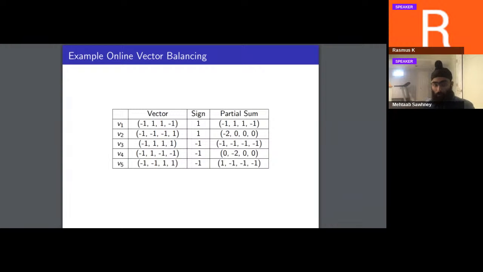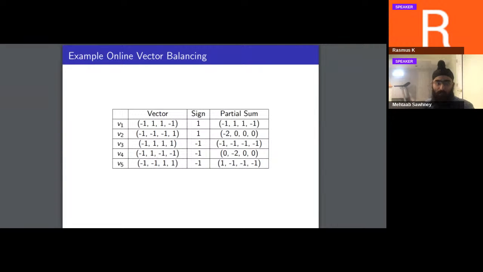At this point, your L infinity norm has increased from being 1 in the previous step to being 2. Then you're given another vector, -1, 1, 1, 1. You assign the sign -1, and you get a total partial sum of -1, -1, -1, -1. And continuing like this, we have these 5 vectors. If you pick their signs, at the end you get some vector 1, -1, -1, -1, whose L infinity norm is 1.